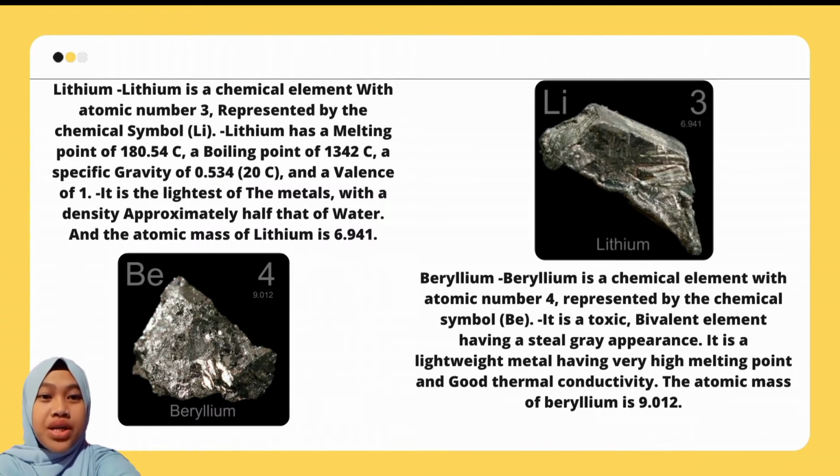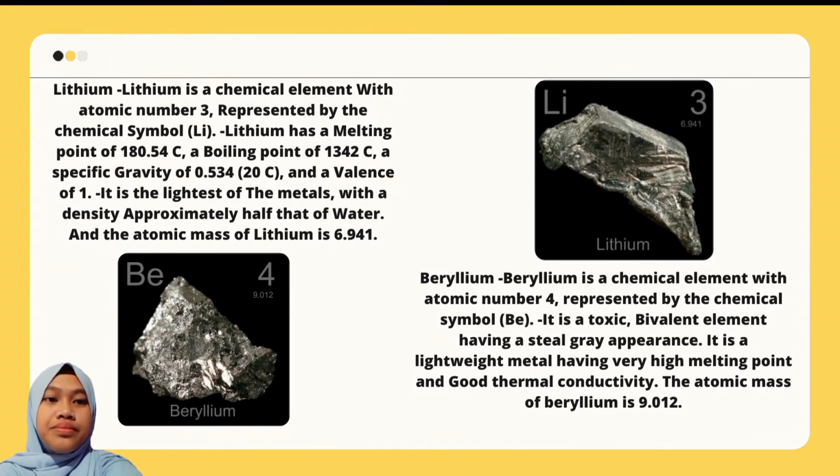Beryllium. Beryllium is a chemical element with atomic number 4, represented by the chemical symbol Be. It is a toxic, bivalent element having a steel gray appearance. It is a lightweight metal having very high melting point and good thermal conductivity. The atomic mass of beryllium is 9.12.